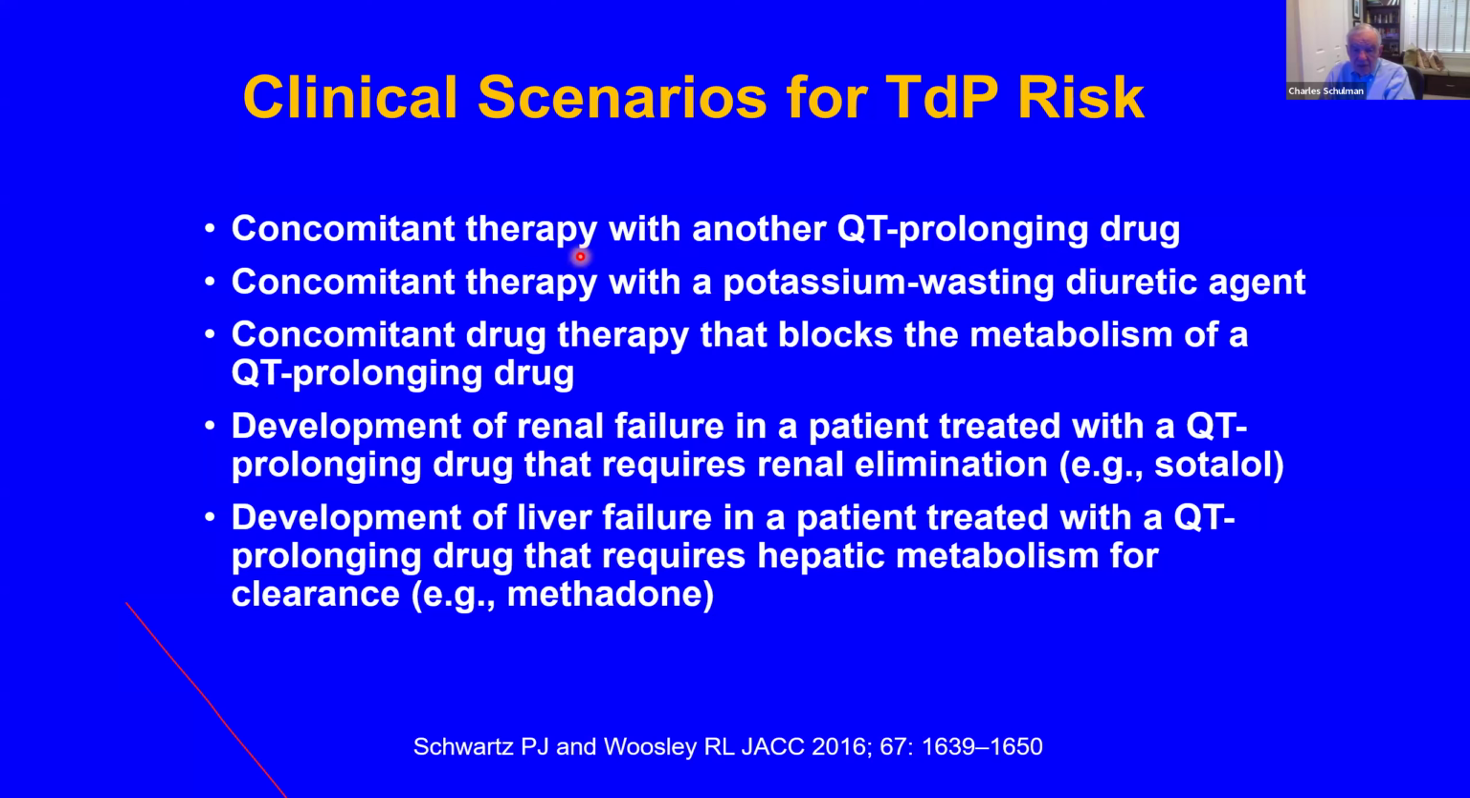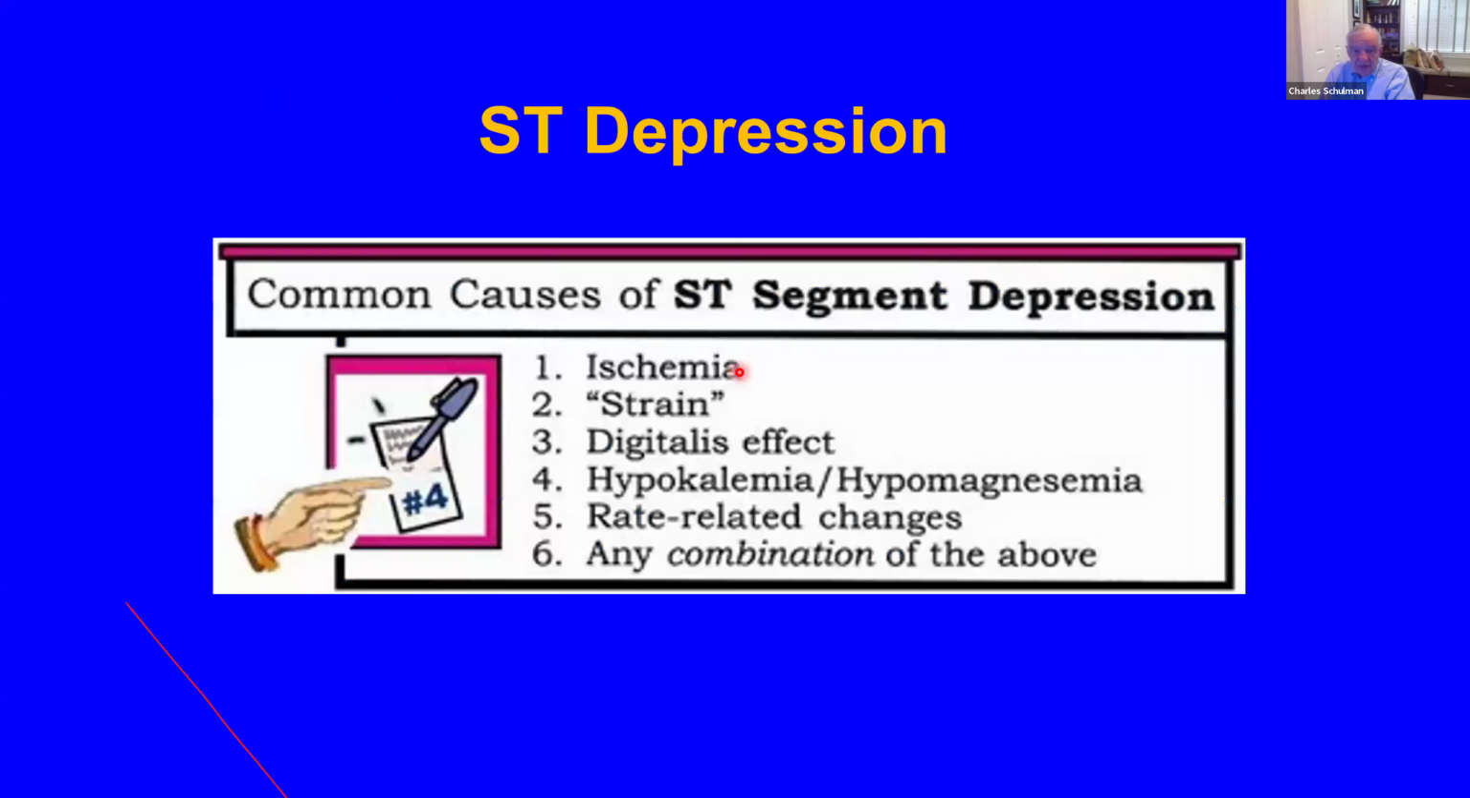And clinical scenarios for the risk of torsade are things like concomitant therapy with 2 QT prolonging drugs, or concomitant therapy with a potassium wasting diuretic agent, or something that blocks the metabolism of a QT prolonging drug, renal failure and liver failure.